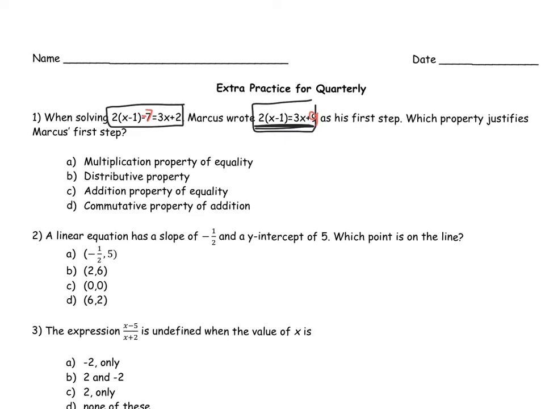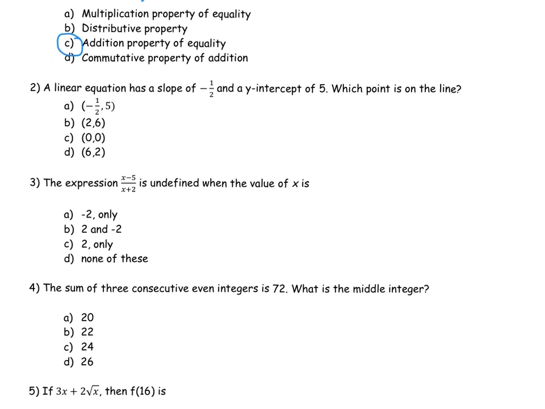Hopefully, your brain is telling you that you're adding 7 to both sides. The 7 will cancel out. That's why there's nothing here. And then 2 plus 7 is 9. So we're adding 7 to both sides of the equation. So that's not our multiplication property of equality, not the distributive property because we didn't distribute, but the addition property of equality. All right. Addition property of equality is when you add the same quantity to both sides of an equation.